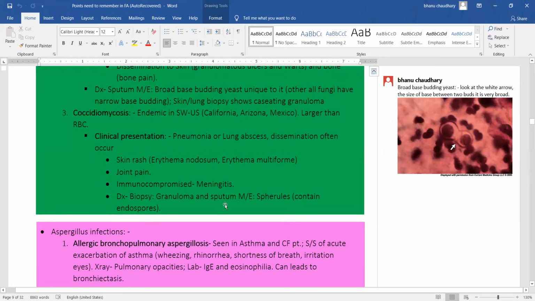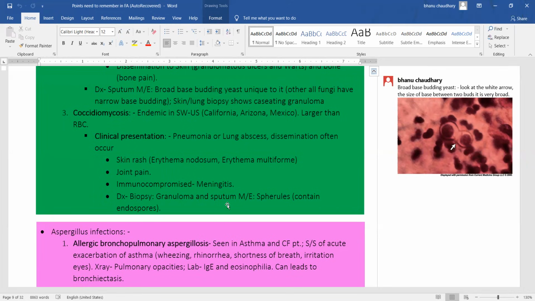Okay, and for the sputum, you can do the sputum microscopy, and in the sputum microscopy you will see the spherules which are containing the endospores. Very important, you will get the spherules which are containing the endospores. So the location will help you identify the disease, and of course the sputum analysis will help you identify the disease, but the symptoms are generally the same in all three infections.